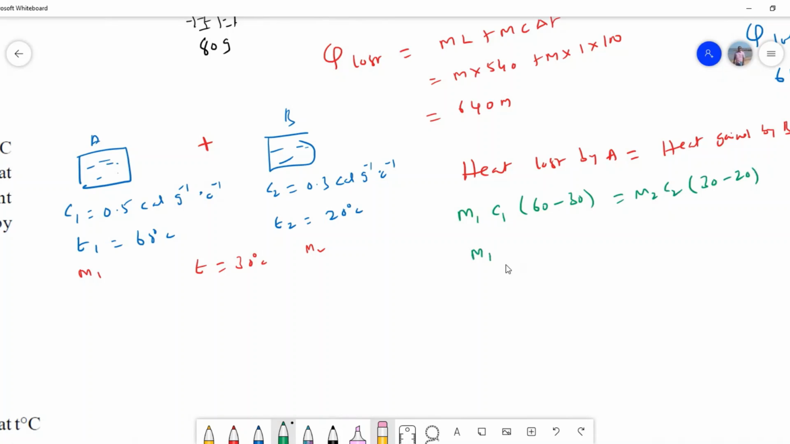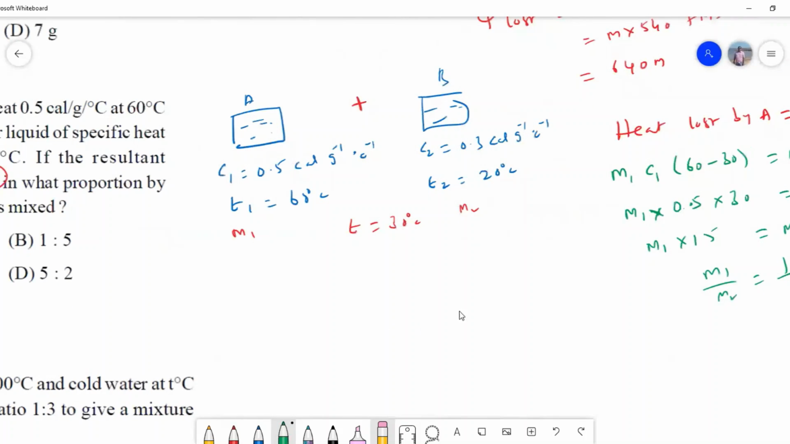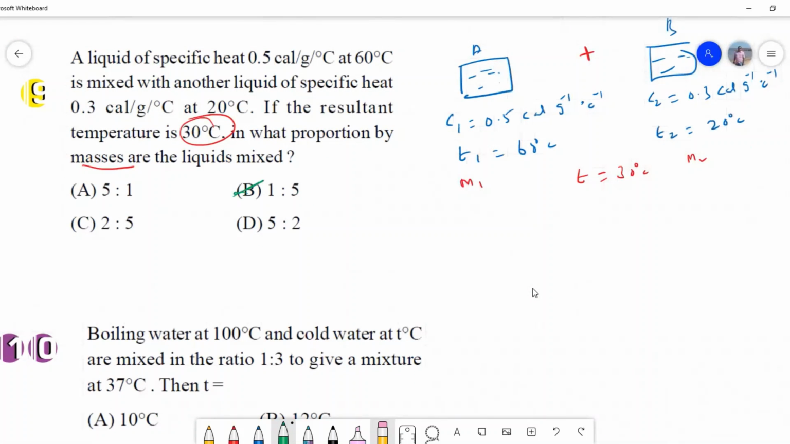So this is M1 into C1, which for A is 0.5, times 30, is equal to M2, we don't know, C2 is 0.3 times 10. So it is clear M1 into 15 is equal to M2 into 3. So M1 upon M2 is 1 upon 5. So the answer is 1:5. Simple problem. Heat lost is equal to heat gained. So the answer is 1:5.